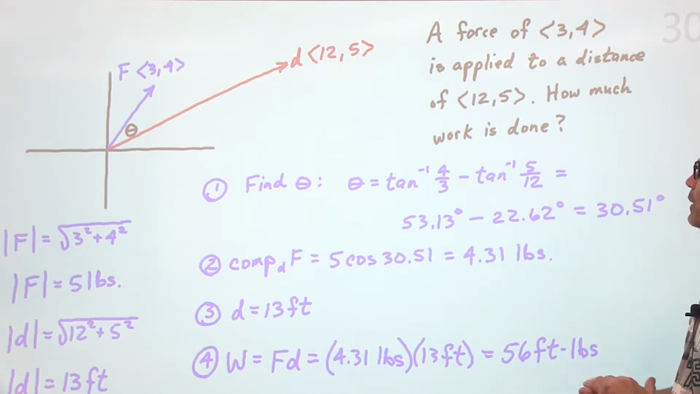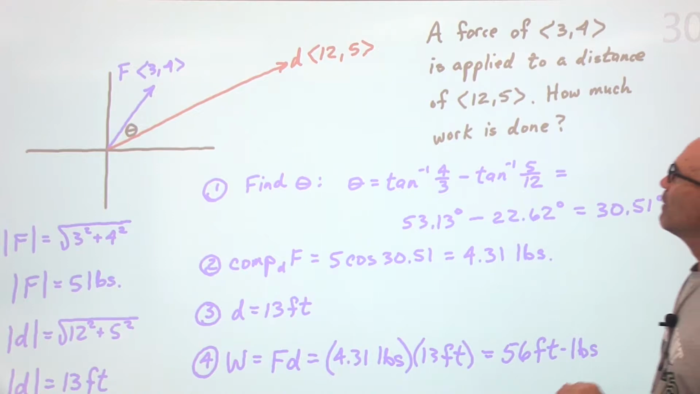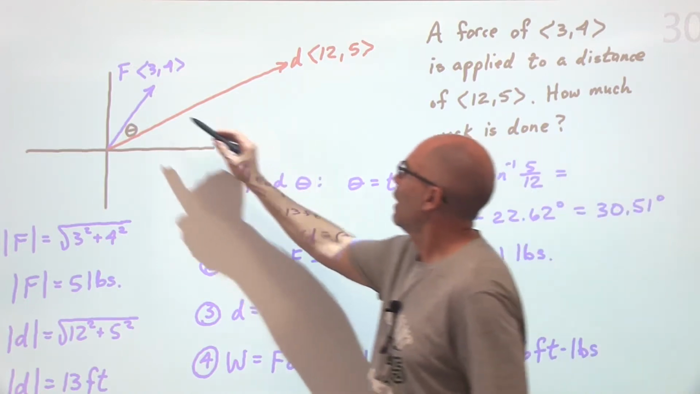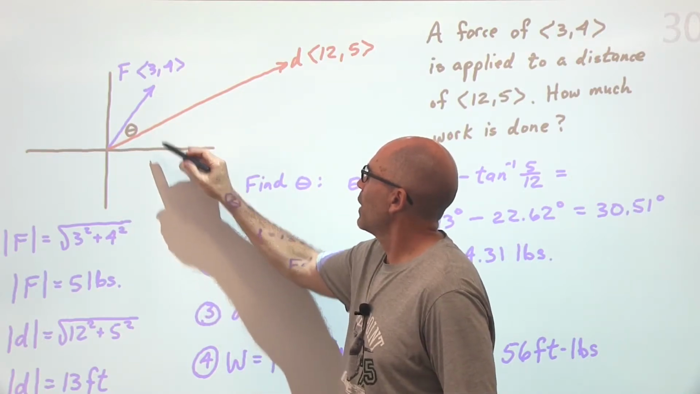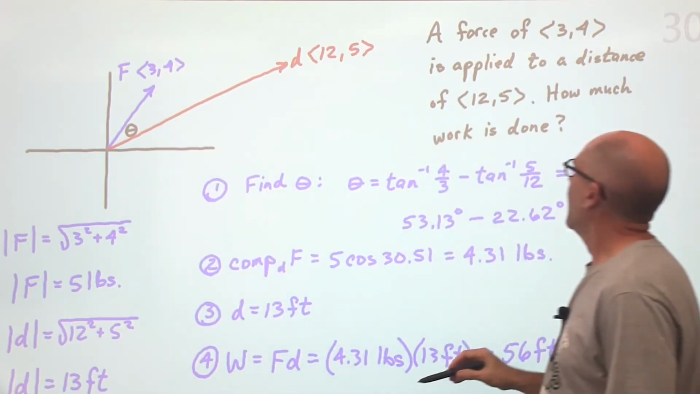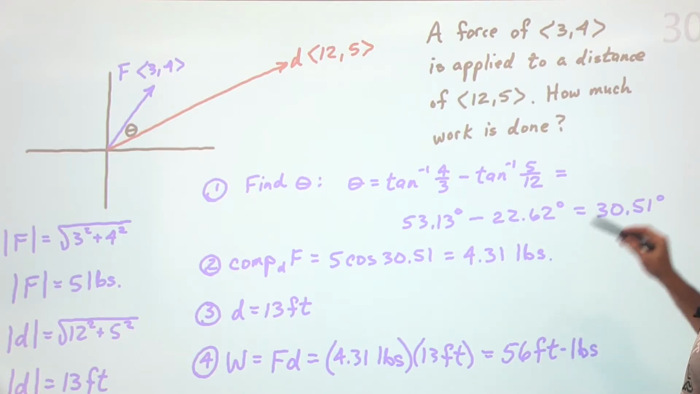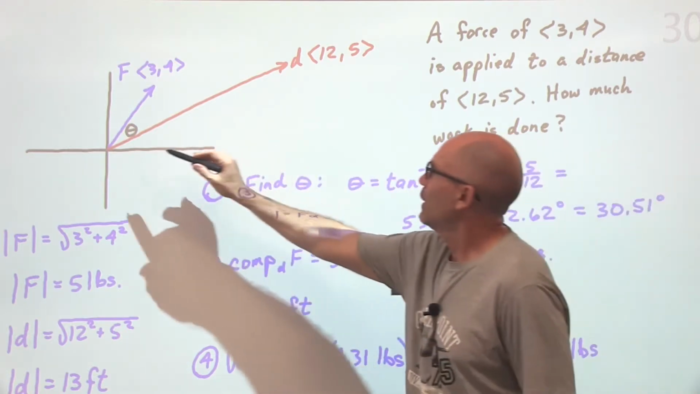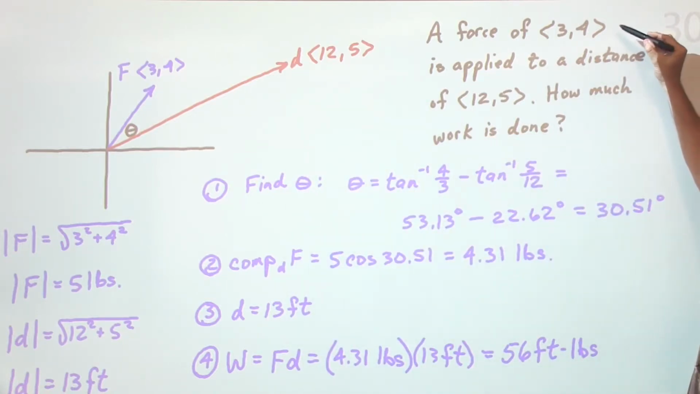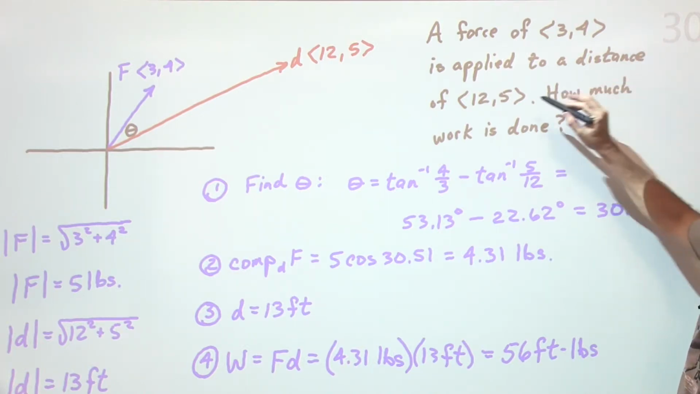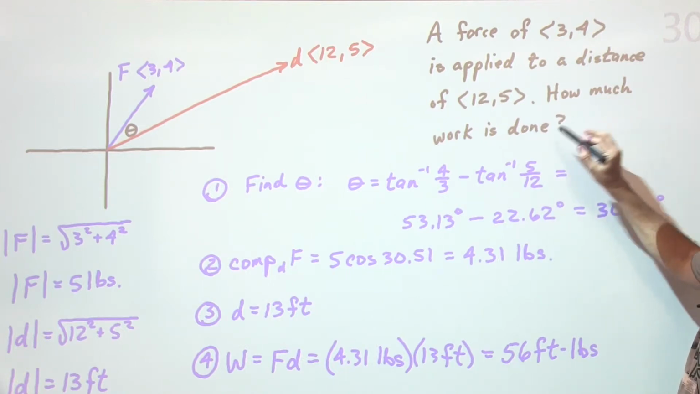All right, cruising onward. Now, let's say we have a force of 3, 4. In other words, 3 pounds to the right, 4 pounds up. And we have a distance of 12 feet to the right, 5 feet up. So in other words, the force vector 3, 4 is being applied to a distance vector of 12, 5. How much work is being done?